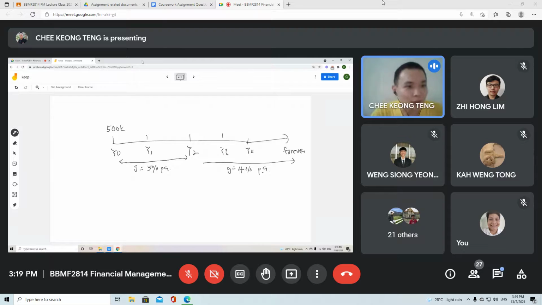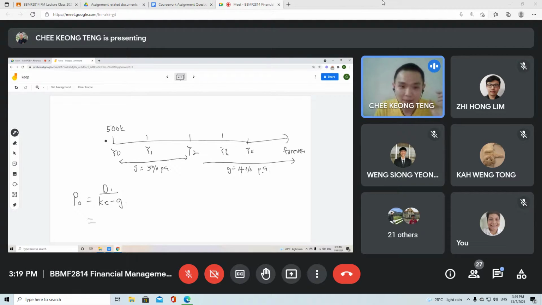So just now, I cannot recall the name of the student already, sorry. Just now the student has shown us that, I think he used this formula, P0 equals D1 divided by KE minus G. I cannot recall whether he multiplied by 1.05 or not, because as you know, this one is D1. D0, I think I told you all many times, don't use D0, because if we invest today, the 500,000, can you get that? You can't get that because it has already been paid out. Remember the concept.